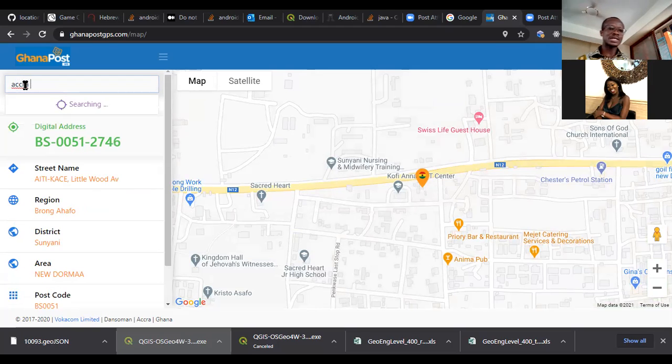Okay, I had to charge my laptop. I think it's charging there. All right.